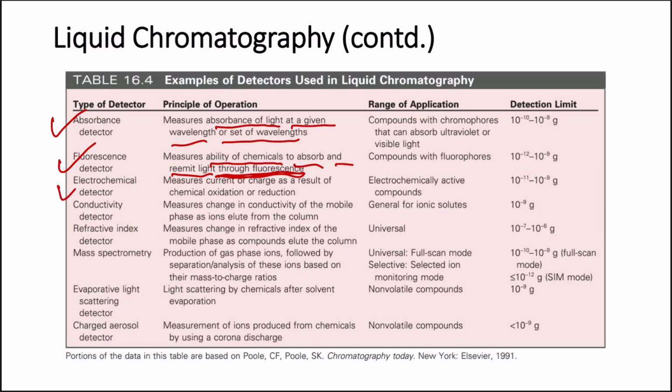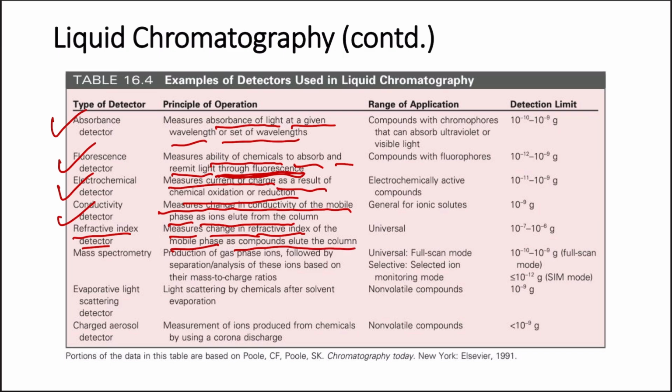Then we have the electrochemical detector, and then the conductivity detector. The electrochemical detector measures the current or charge as a result of the chemical oxidation or reduction of the components, and the conductivity detector measures the changes in the conductivity of the mobile phase as the different ions elute from the column. Then we have the refractive index detector, which measures the change in the refractive index of the mobile phase as different compounds elute out of the column.